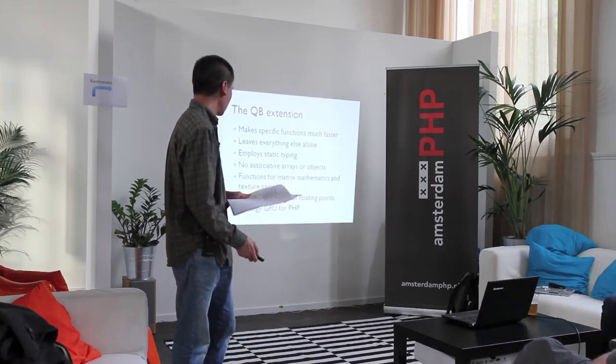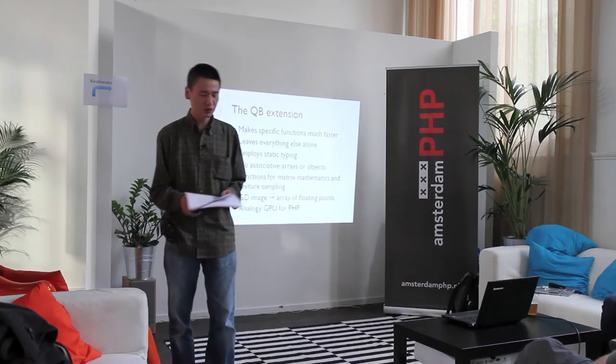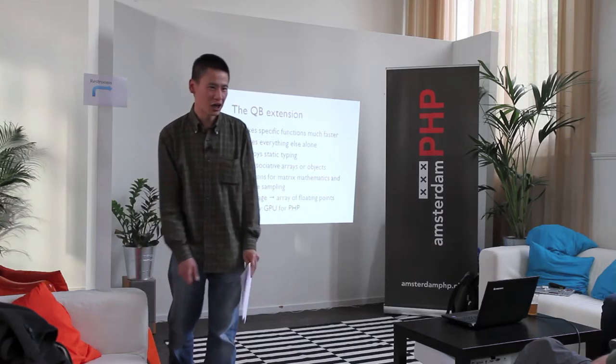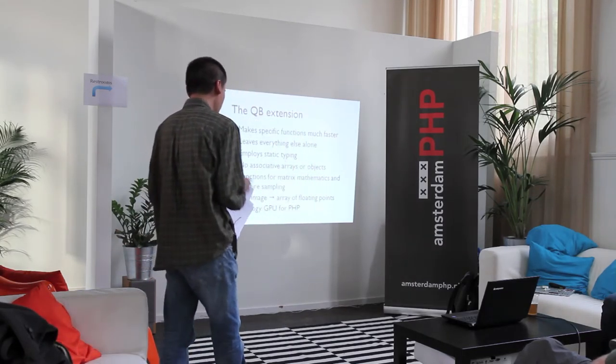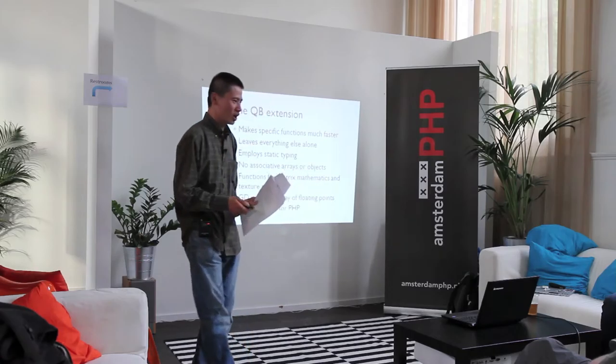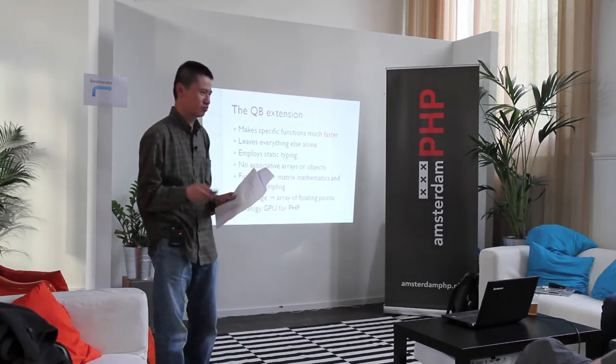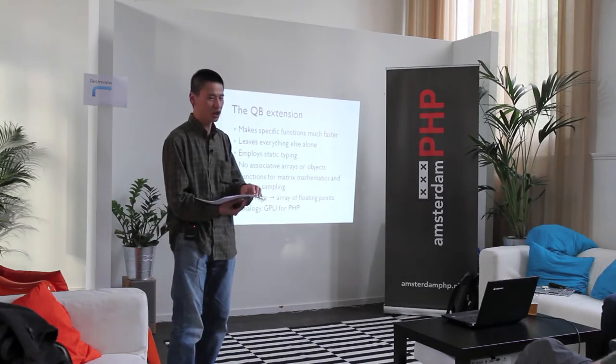And a useful analogy here is the relationship between a CPU and a GPU in a computer. A CPU is designed to do general purpose stuff, whereas a GPU is just designed for number crunching.